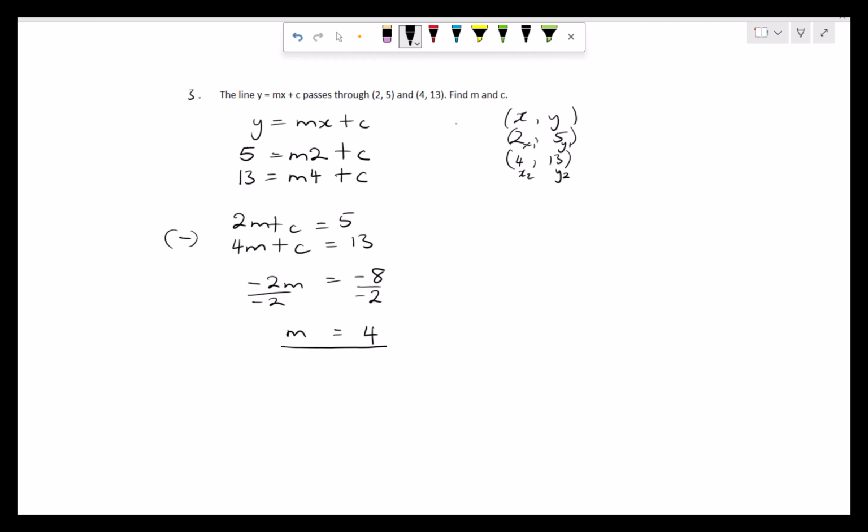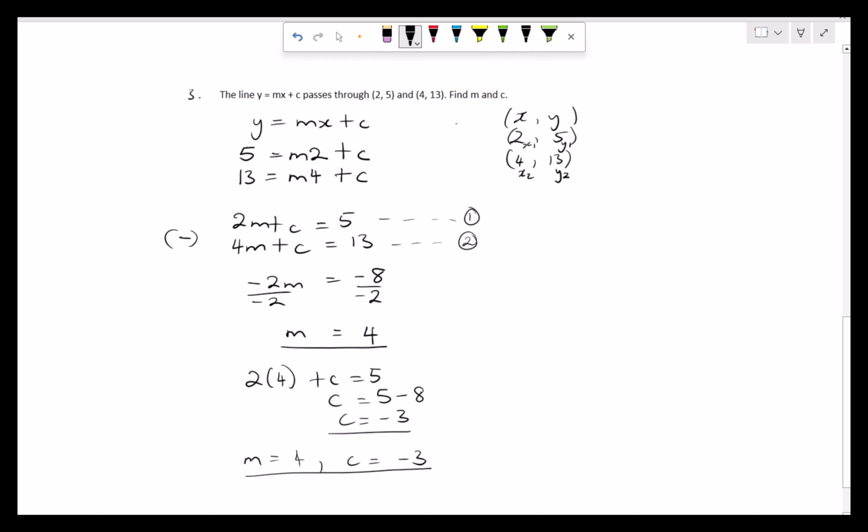Now we substitute our m value into our equation. We will use this as our equation number 1, and this is our equation number 2. So substituting this into equation number 1, we get 2 multiplied by 4 plus c is equal to 5. We end up with c is equal to 5 minus 8, and that is minus 3. M is equal to 4 and c is equal to minus 3. These are the solutions that we were looking for.